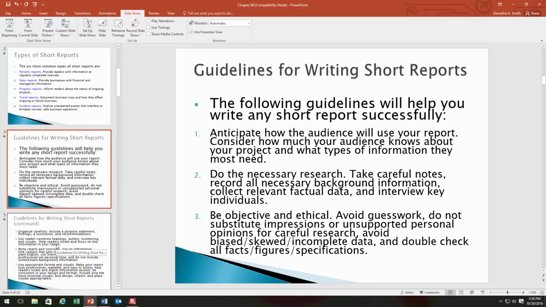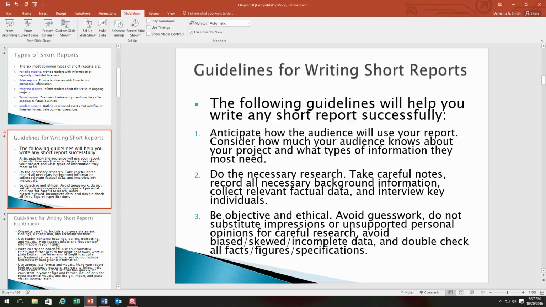So the book talks about guidelines for writing short reports. And you always want to anticipate how the audience will use your report. You always want to consider your audience. Now that has been a common theme throughout everything we've talked about this semester. You want to make sure you consider your audience. Write for your reader and not for yourself, right? You want to consider what the audience needs from the information that you're communicating.